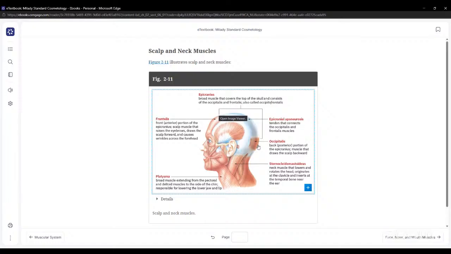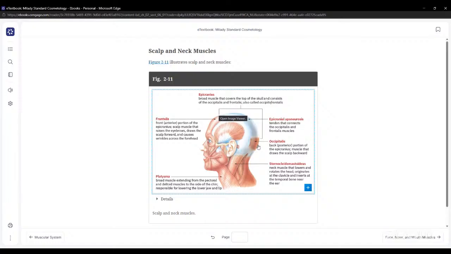This is also called occipitofrontalis. I know. Frontalis muscle, forehead. Occipitalis, the back of the head. Put these two together, they're called occipitofrontalis. These are the muscles that help make up the scalp.